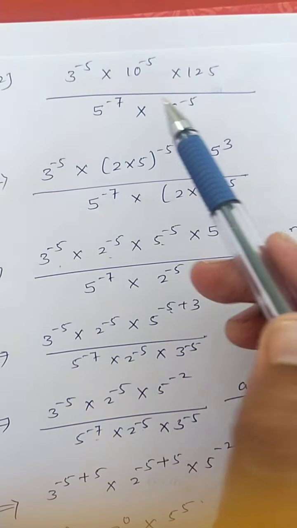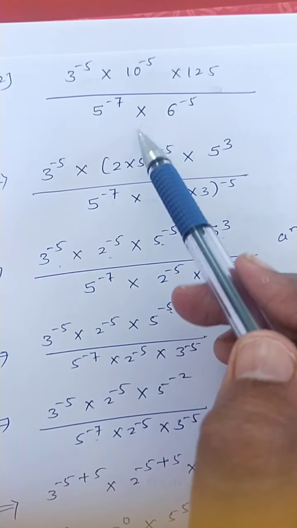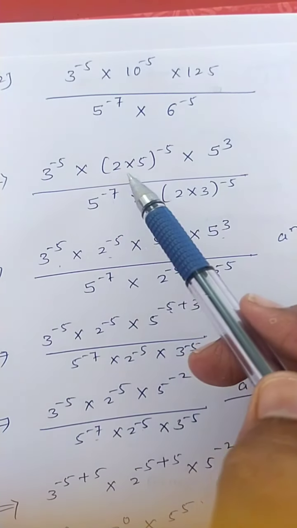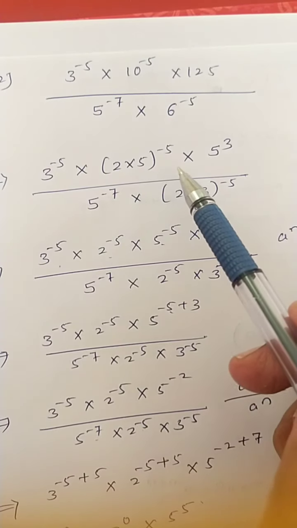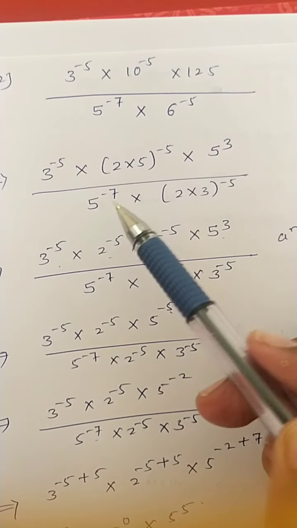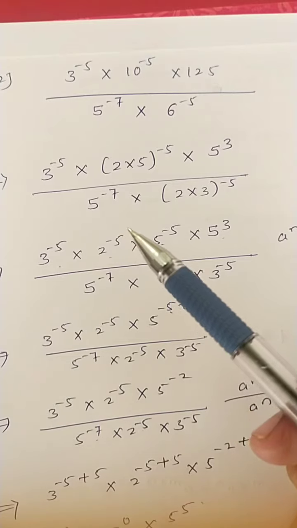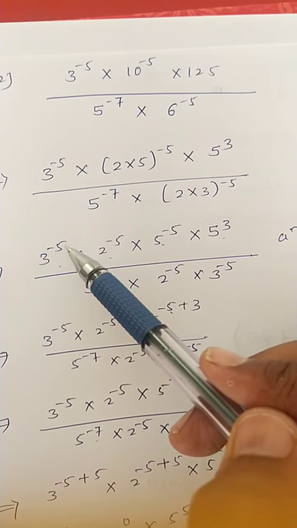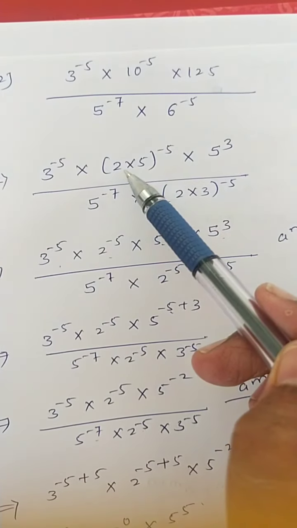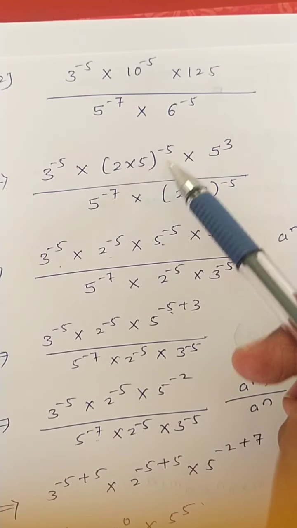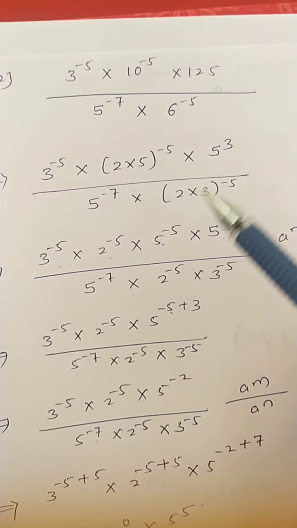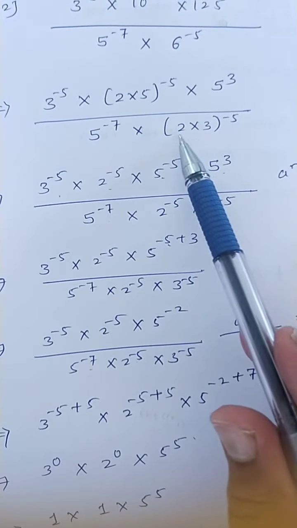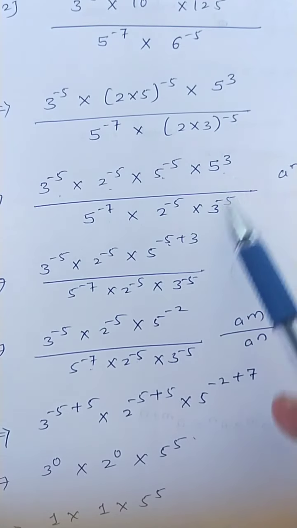So once again see here, this is your question: 3 raised to minus 5 into 10 raised to minus 5 into 125, whole divided by 5 raised to minus 7 into 6 raised to minus 5. So 3 raised to minus 5 into (2 into 5) whole raised to minus 5 into 5 cube, whole divided by 5 raised to minus 7 into (2 into 3) whole raised to minus 5. So 3 raised to minus 5, multiply separately: 2 raised to minus 5 into 5 raised to minus 5 into 5 raised to 3, whole divided by 5 raised to minus 7 into 2 raised to minus 5 into 3 raised to minus 5.